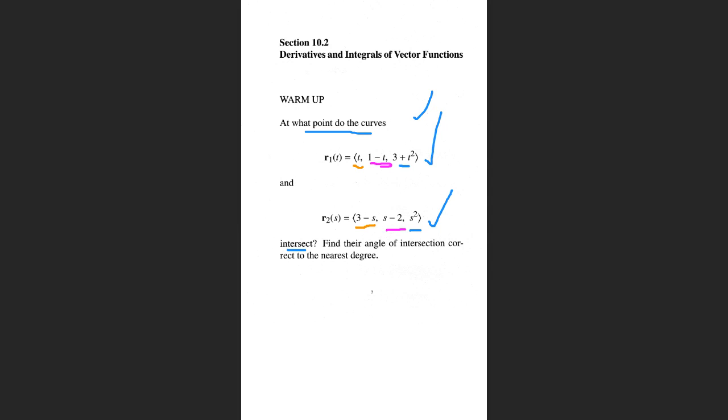So for that to happen, you have to set the components equal to each other, and see if you can find a value of t and s that satisfies the system of equations that results. So here's what we do on the next page.